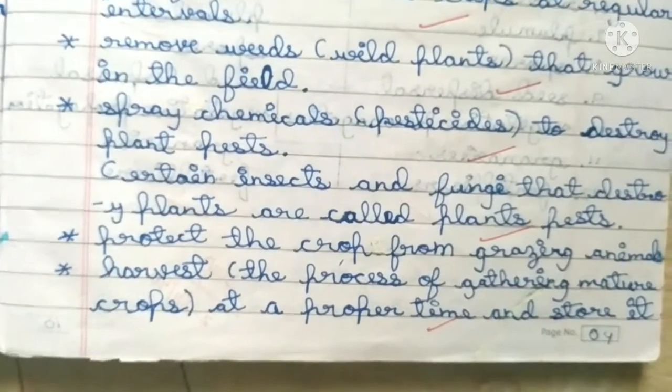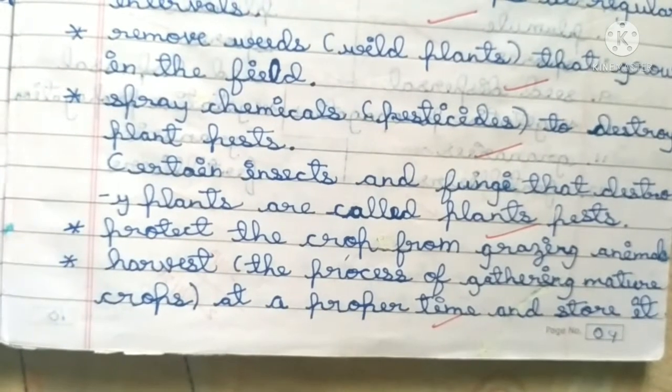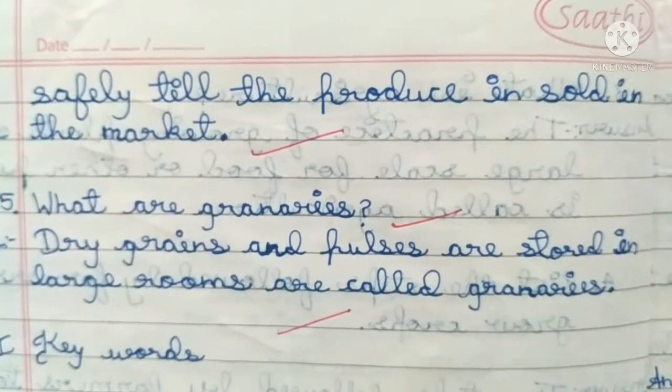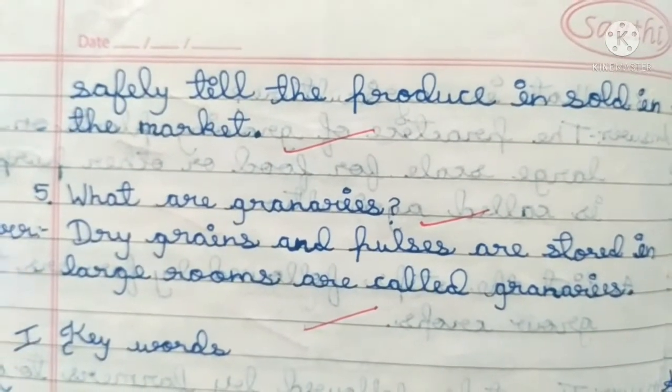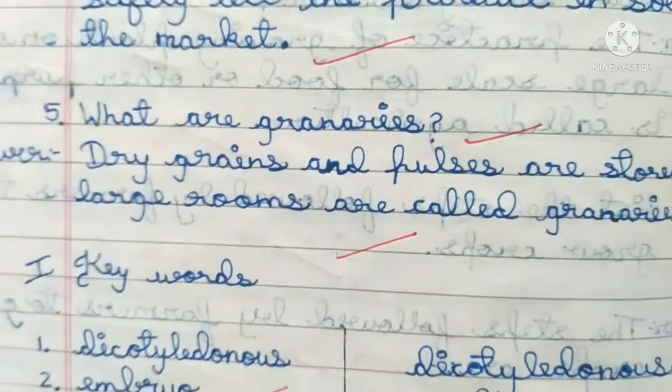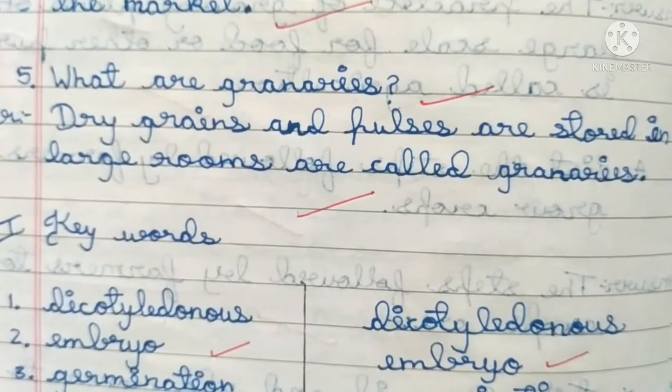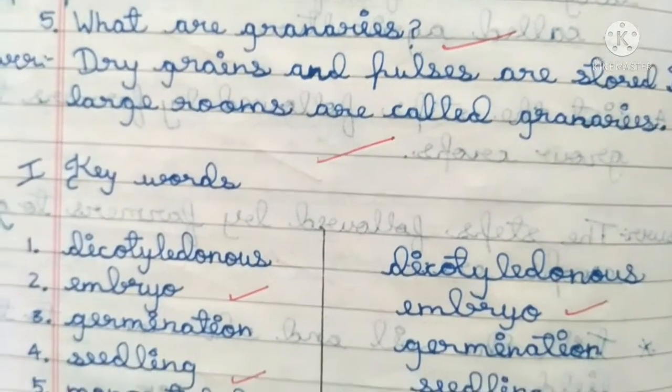Harvest: the process of gathering mature crops at a proper time and storing the produce until it is sold in the market. What are granaries? Answer. Large rooms in which dry grains and pulses are stored are called granaries.